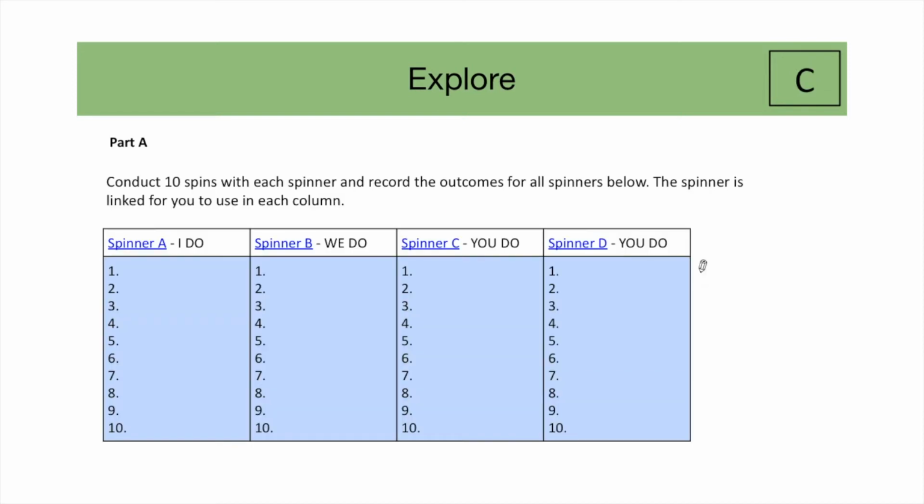For this portion of the Explore, conduct 10 spins with each spinner and record the outcomes for all spinners below. The spinner is linked for you to use in each column. So I highly suggest you doing spinner A as an I do, spinner B as a we do, and having students do spinner C and D on their own. Now I'm going to show you how to demonstrate each of the spinners to your students.